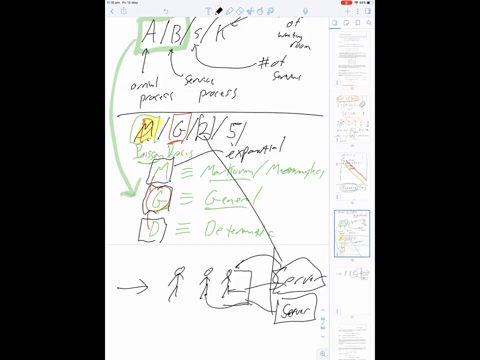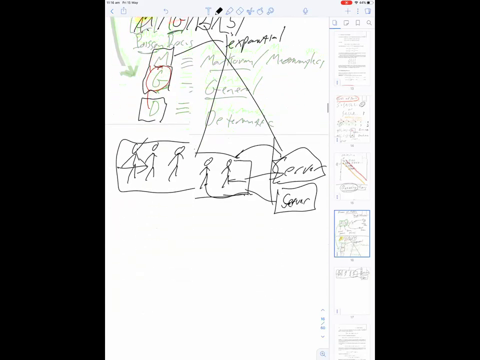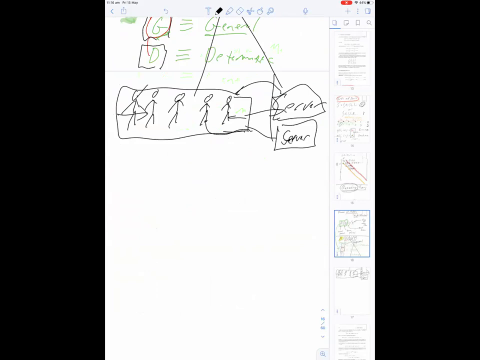And the five means the total capacity of the system. So if I draw here two more people, that's now a full system because there's five. Okay. So that's the general terminology. But let's not do too much with this. Let me just speak about the few specific models that we'll play with.